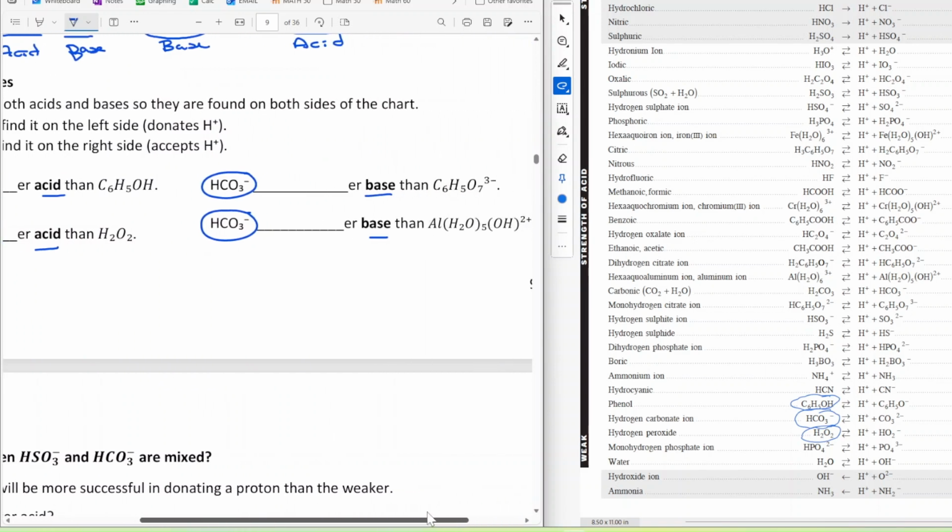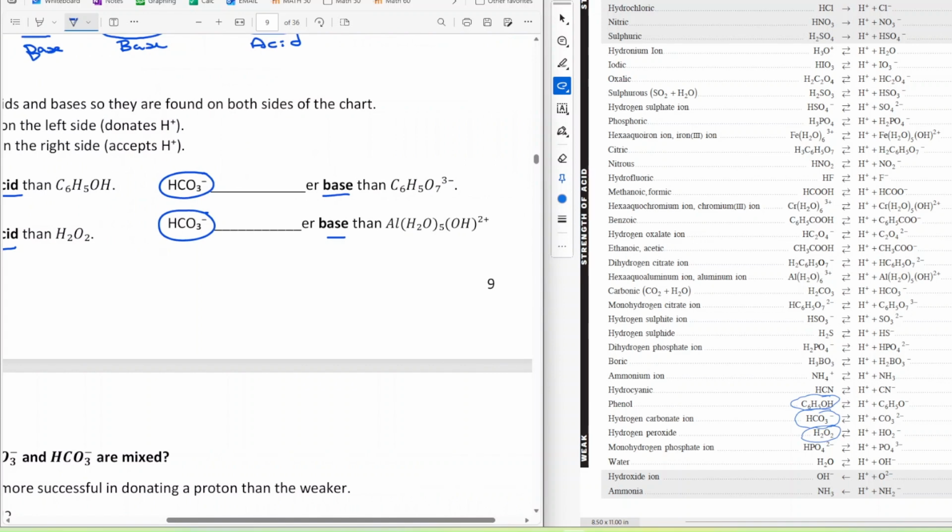If we wanted to look at it acting as a base, we would have to find it on the right-hand side. On the right-hand side, HCO3 minus is written here. So if I wanted to say whether HCO3 minus is a stronger or weaker base than C6H5O minus, I'm comparing it to this one. Now, for bases, the lower you are, the stronger you are. So C6H5O minus is stronger, meaning that HCO3 minus is a weaker base than C6H5O minus. Whereas if we compared it to the species above it, then it is actually a stronger base.